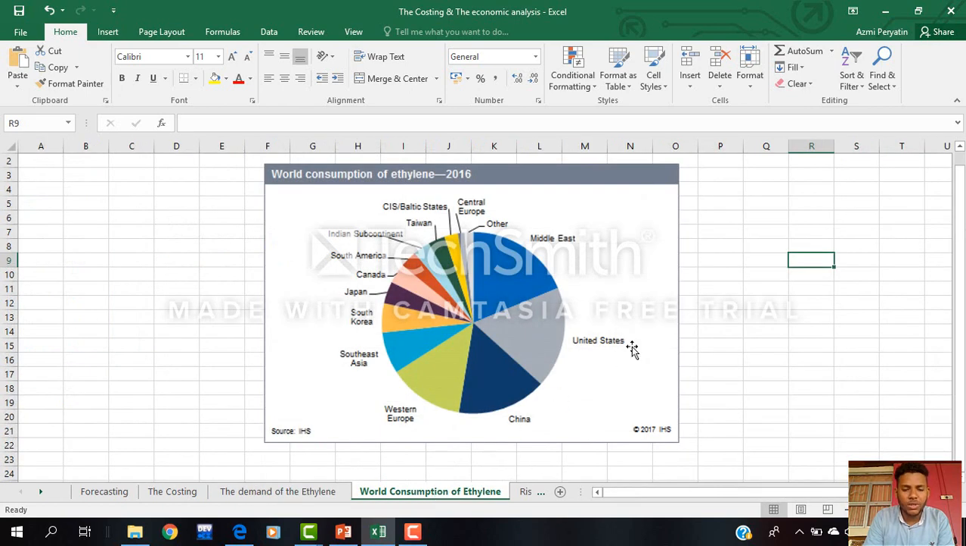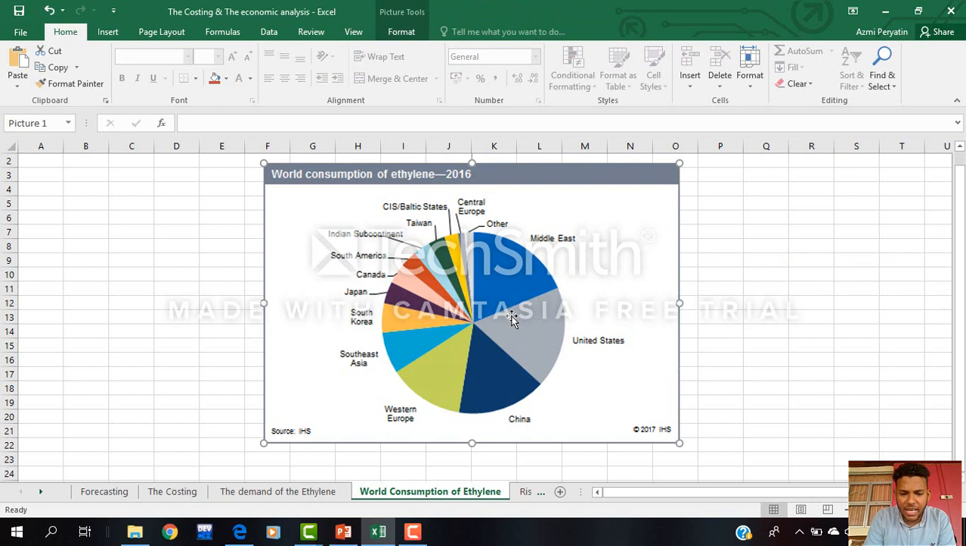This is the world consumption of ethylene by region of the world. The Middle East, China, India, and also the United States are the regions in the world that consume the most ethylene.